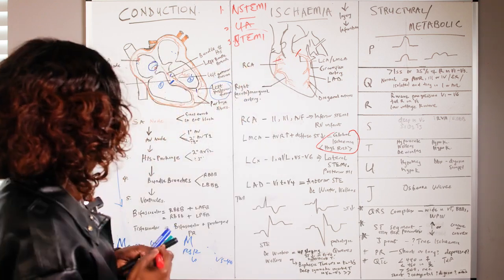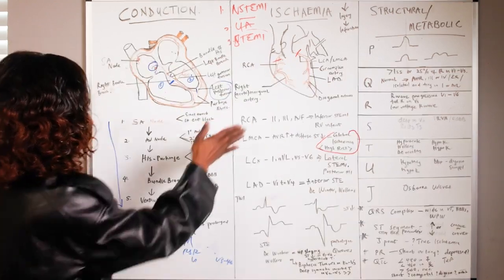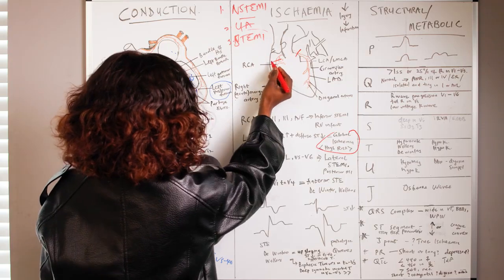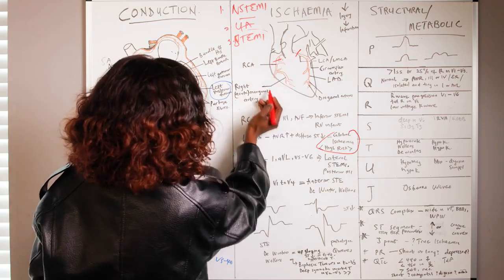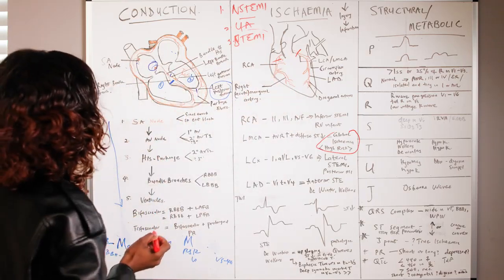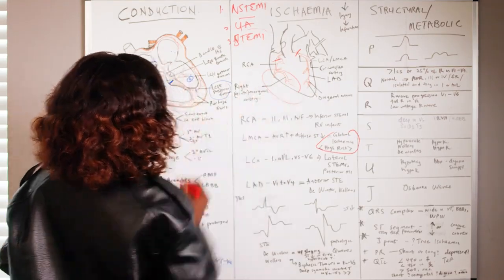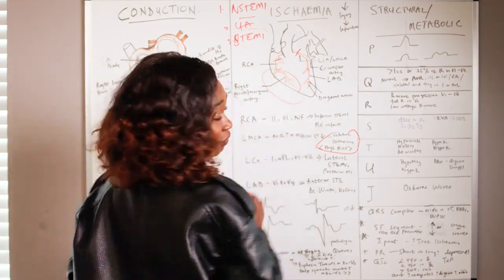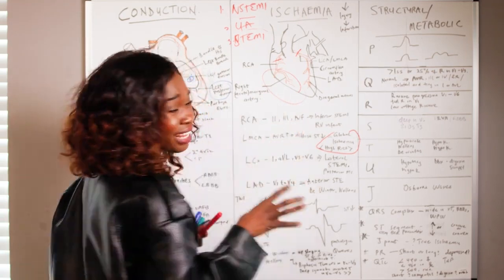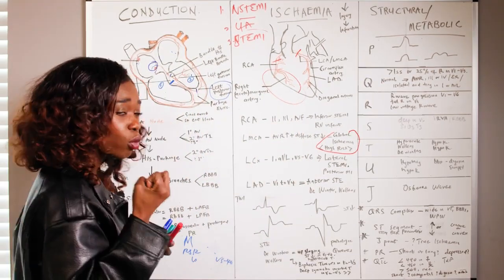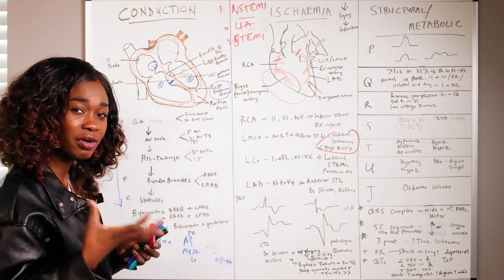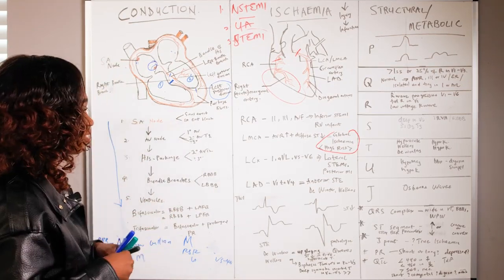Now, let's talk about if this blockage happens at this level of the right coronary artery. What happens here, my friend? The inferior part of the heart. As you can see, most of the branches of the right coronary artery are supplying the inferior part of the heart. And what happens here? You have inferior ST elevation MI, which causes an infarct. An infarct means death. It means the whole thickness of the heart, which is the transmural aspect, is dead, right?